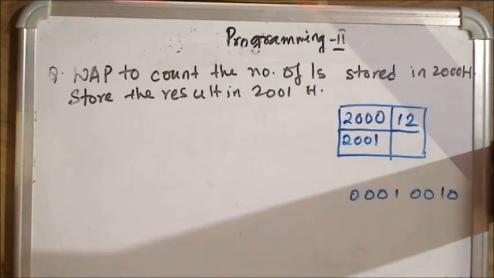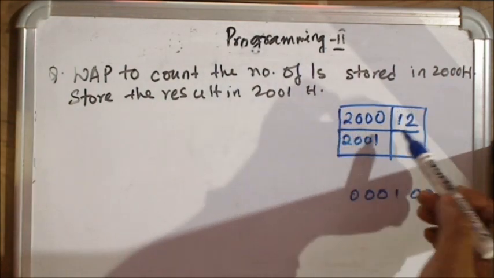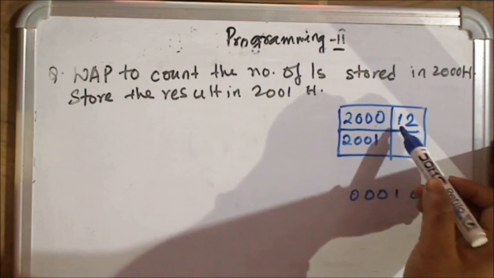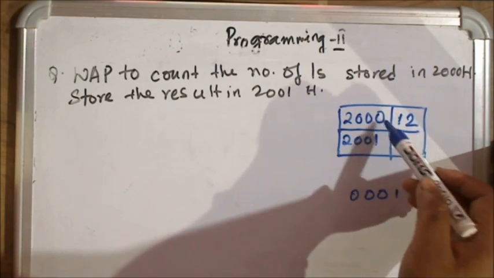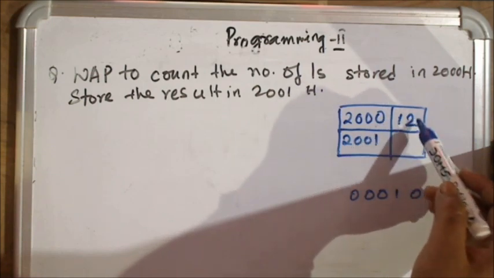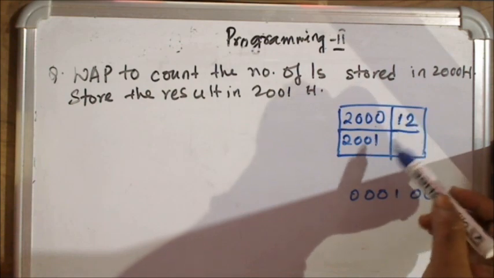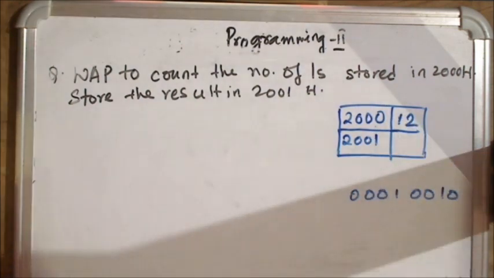Now the last program, I have kept it very simple. Write a program to count the number of ones in the number stored in 2000H, and store the result in 2001H. So are you clear? What is the idea? What is the logic of doing this program?